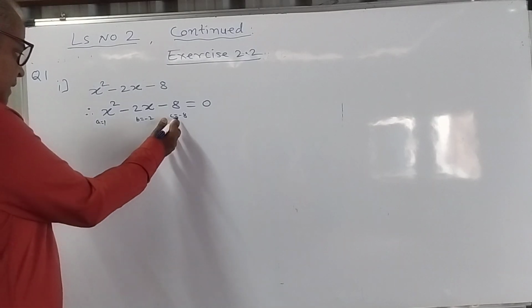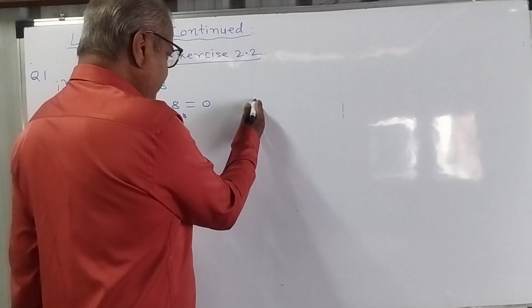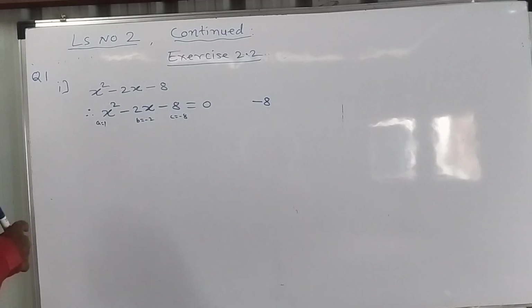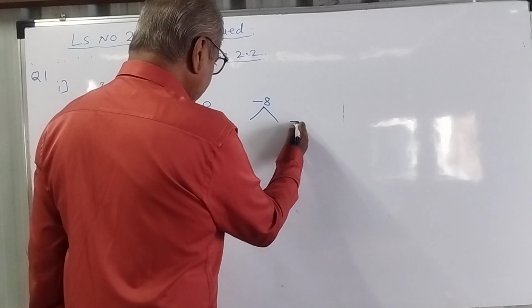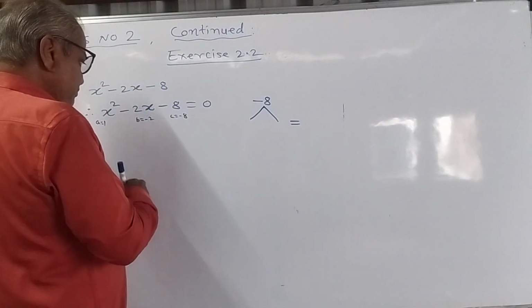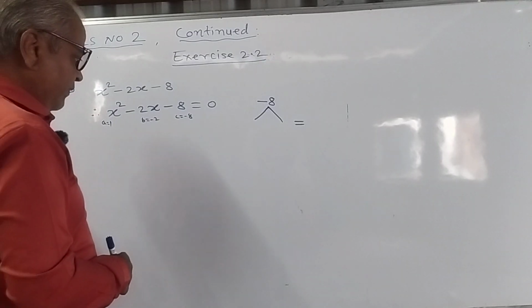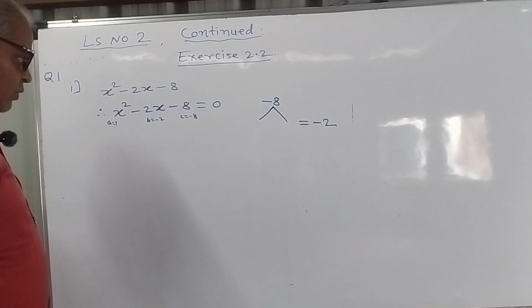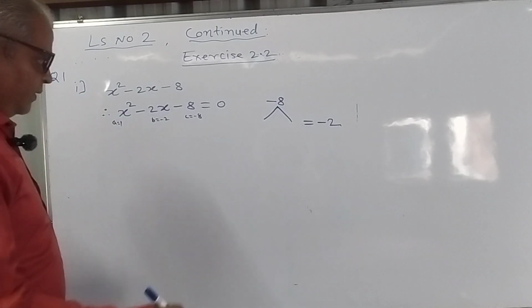What is to be done for splitting the middle term? c into a. So minus 8 into 1. We need to write here, rough, minus 8 into 1, c into a. And split this minus 8 into 2 terms so that the sum of the split terms must be equal to b, that is the coefficient of x, which has to be minus 2. Now we have two alternatives here.